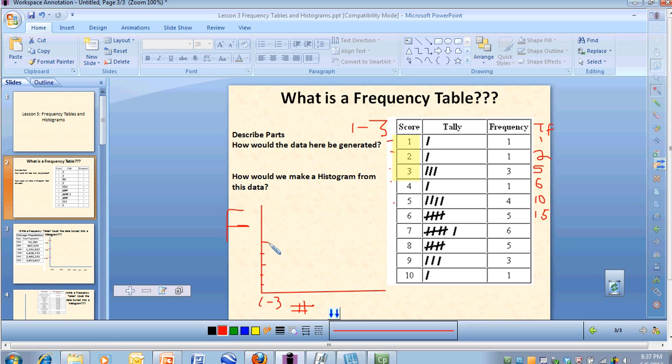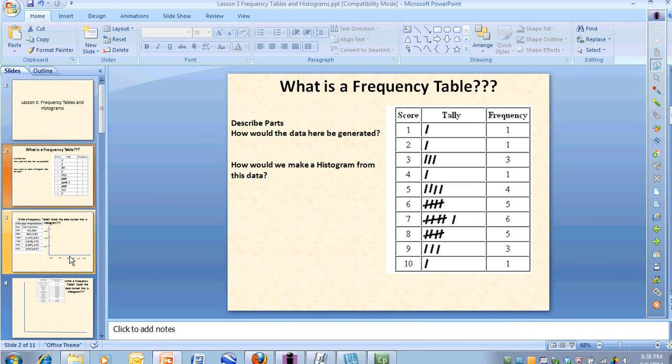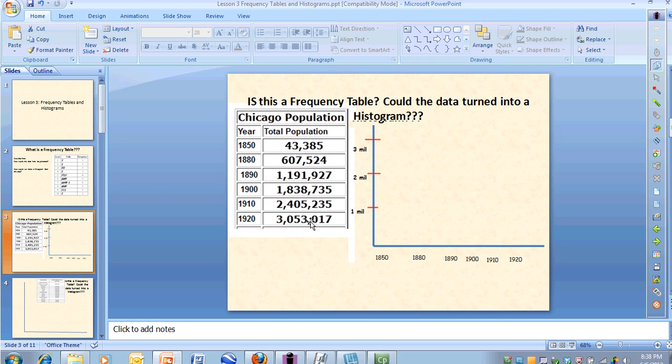And along here, you'd have your numbers. So for instance, if we had a range in this first column of 1 to 3, we'd have a line here for number 1, then for 2, then for 3, then for 4, then for 5. And so our total for 1 through 3 would be 5. So we'd have a bar in our histogram that would be 5. So it looks similar to that. Okay, let's move on.